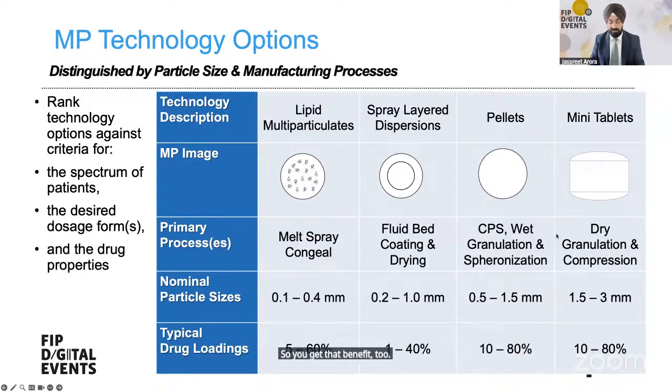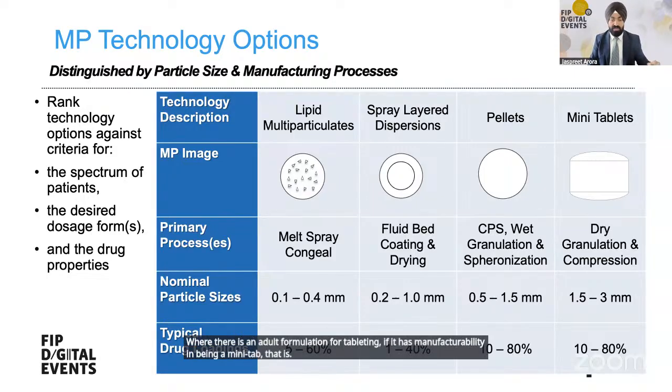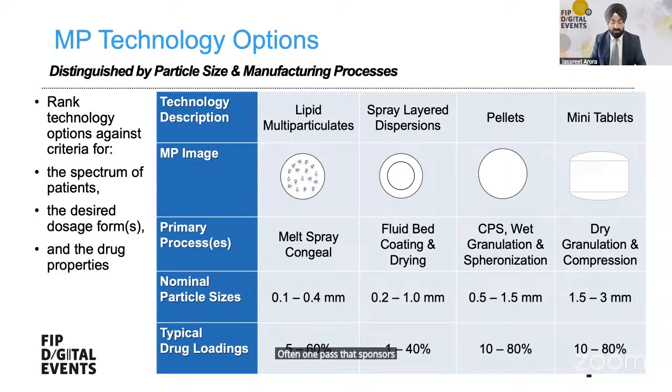In some cases where there is an adult formulation for tableting, if it has manufacturability in being a mini tab, that is often one path that sponsors like to take, where they have already spent the CMC work upfront on a tablet formulation, they can translate that in most cases into a mini tab form of the drug. The case studies that we will focus on in this talk will be one with lipid multiparticulates and one with spray layer dispersions.